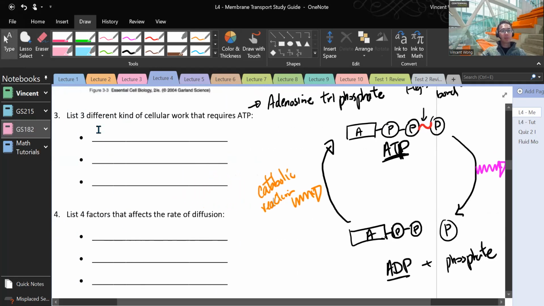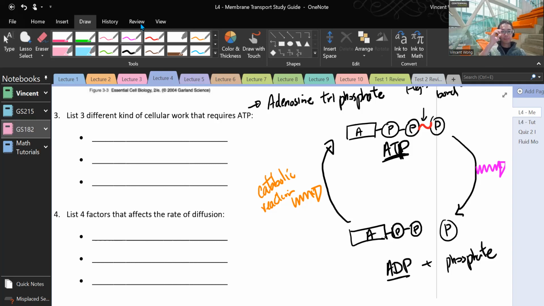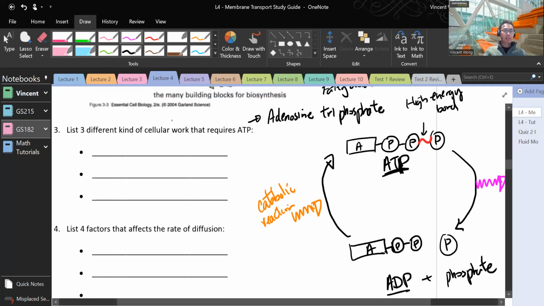Can anybody tell me what are some examples of cellular work that requires ATP? Patricia said mechanical work. That's correct. Okay, so what exactly does mechanical work mean? Mechanical work means there is some kind of movement involved. Movement. So maybe the cell needs to move, physically moving your arm, that requires ATP. Okay, what's another example?